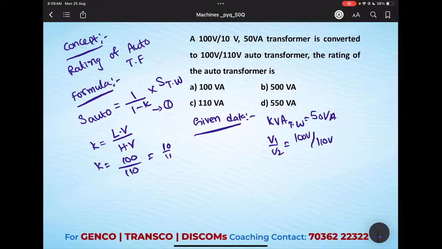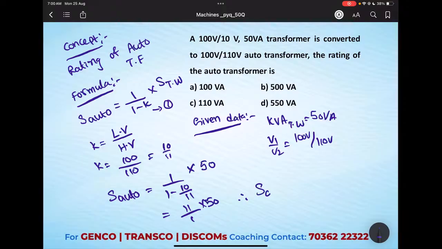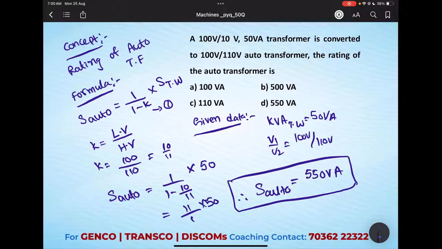Let's substitute the K value in equation 1. What we will get? The rating of auto transformer is equal to 1 by 1 minus K. K is 10 by 11. What is the rating of two winding transformer given? 50. So 11 divided by 1 into 50. Therefore the rating of auto transformer is 550 VA. Okay, the suitable option is D.